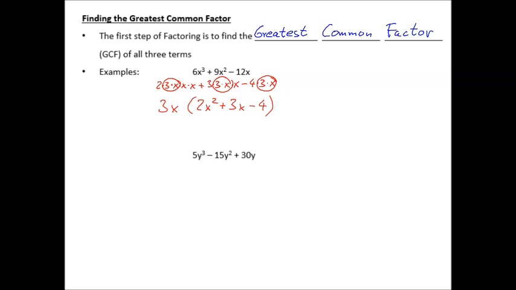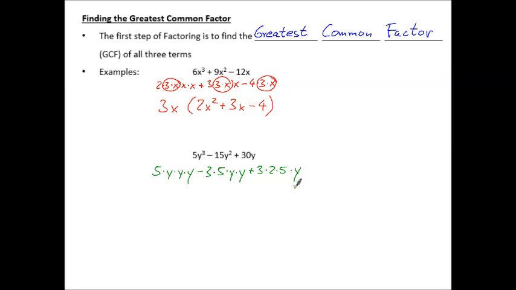Let's look at the next example. Let's do the same thing. 5y cubed. So 5 is already a prime number. 5 times y times y times y minus 3 times 5. -15 is -3 times 5 times y plus 3 times 2 times 5 times y.